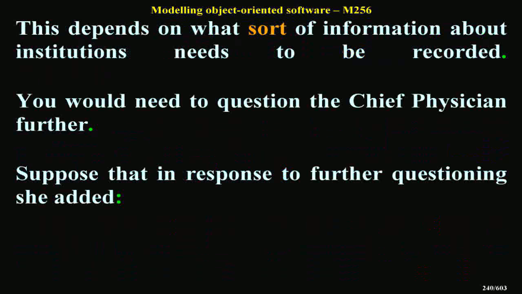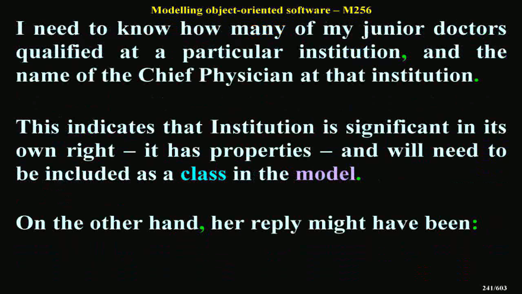Suppose that in response to further questioning she added, "I need to know how many of my junior doctors qualified at a particular institution, and the name of the chief physician at that institution." This indicates that institution is significant in its own right. It has properties and will need to be included as a class in the model.